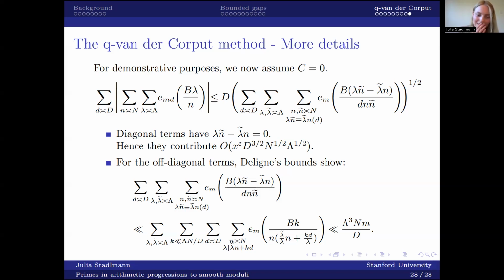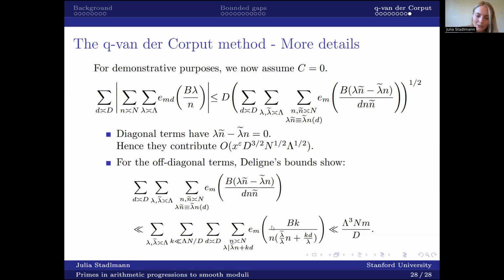The small issue is that we get an extra divisibility condition. So it's actually the case that n tilde is lambda tilde n plus kd over lambda. So we need to insist that lambda divides lambda tilde n plus kd. And that's just a small snag that can be fixed by reparametrizing n, changing the summation a little bit. But overall, if we make this change, we have b k over n times lambda tilde over lambda n plus kd over lambda.